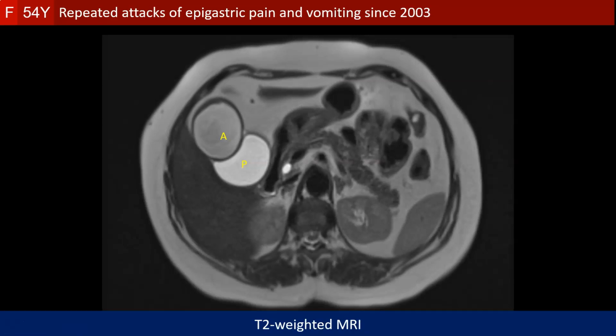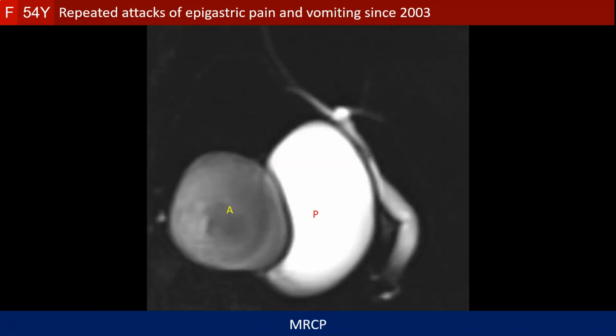And on MRI, the anterior structure shows less strong signal intensity than the posterior structure on this T2 weighted image. And the same is on the MRCP. The difference between the two structures is more obvious because of the heavily T2 weighted image.